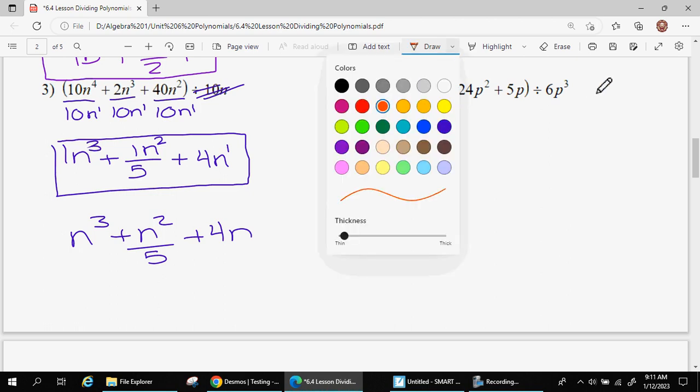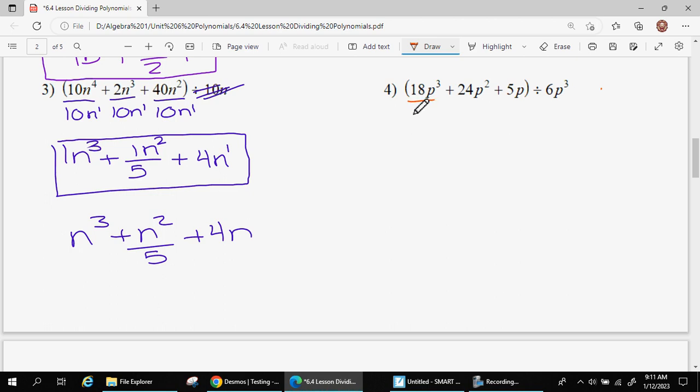I will do one more. I'm dividing everything by 6, p to the third. And Desmos is definitely your friend, well, in everything that we do, but it will help you simplify these fractions. 18 divided by 6 is 3. When I have the same power on top and the bottom, they turn into p to the 0 here, but really what we can do is just cancel them out and they're gone.